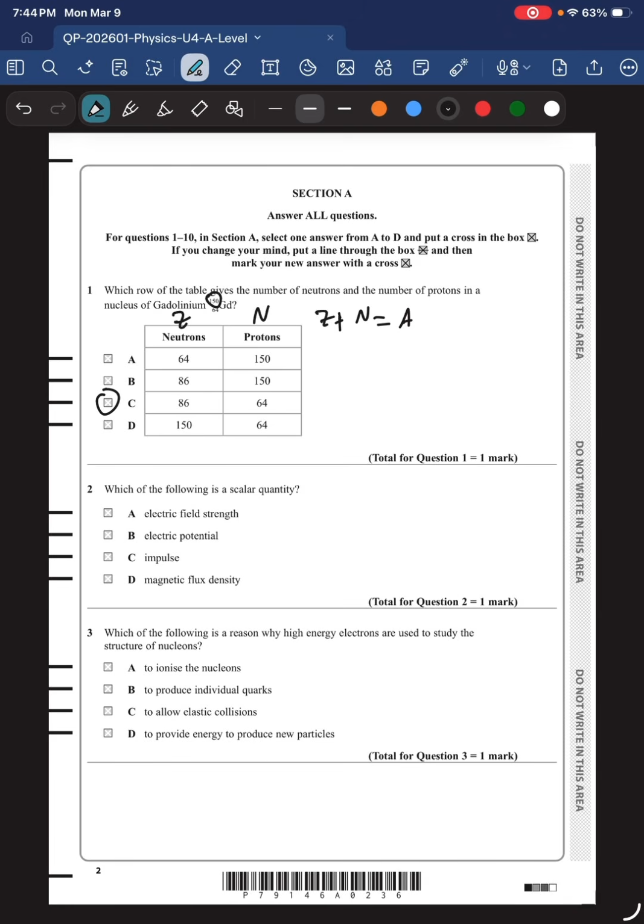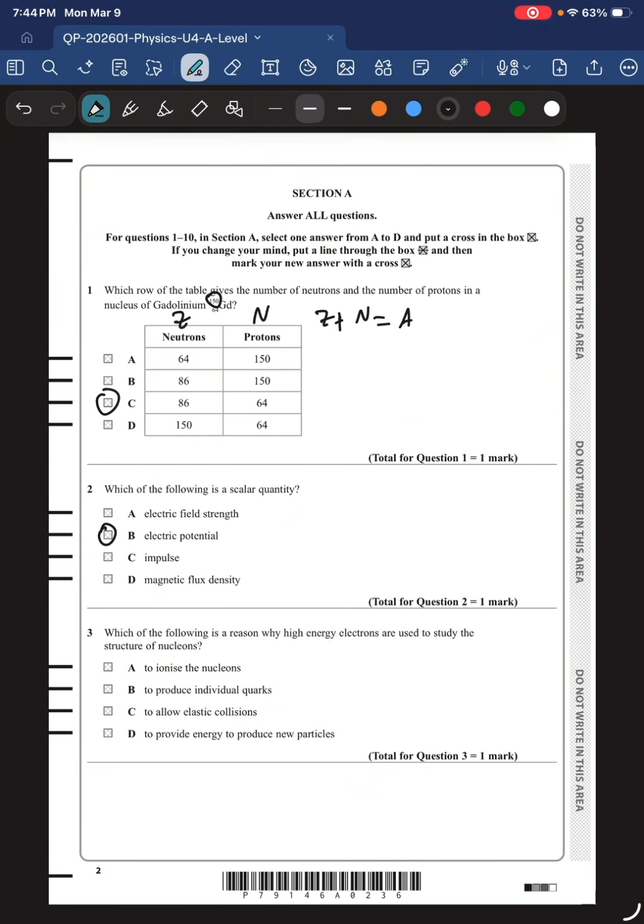All right? Now, question 2. Which of the following is a scalar quantity? By definition, the electric potential is a scalar quantity. Okay, impulse and magnetic flux density are vector quantities, and the same goes for electric fields.